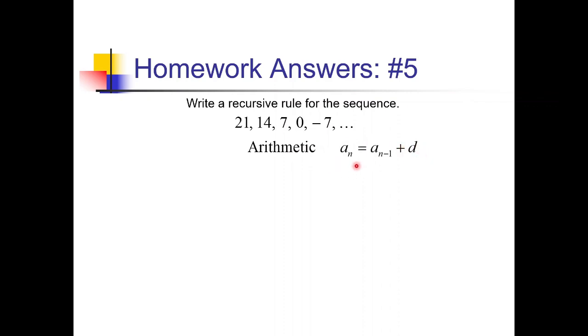So let me write out my a1. That's going to be 21. That's part of my recursive definition here. And then for the recursive part of the recursive definition, we're going to do a sub n minus 1 plus the common difference of negative 7, so minus 7.